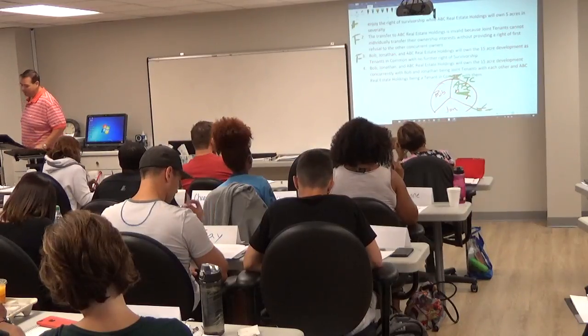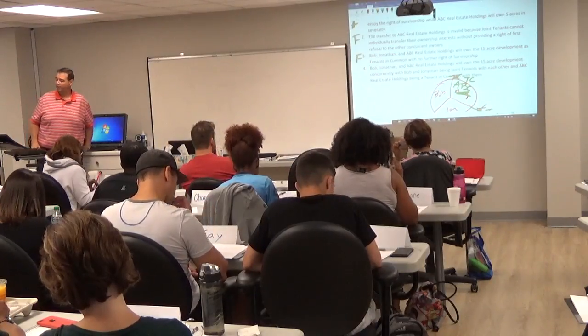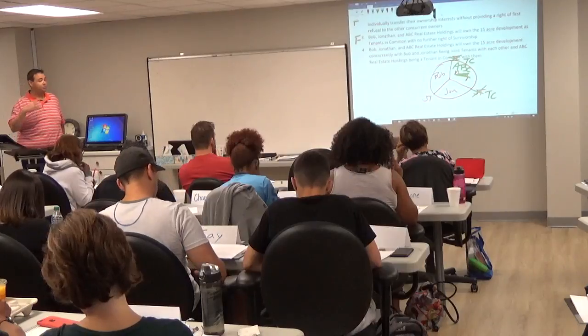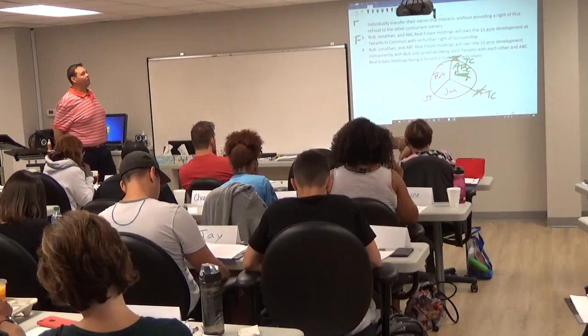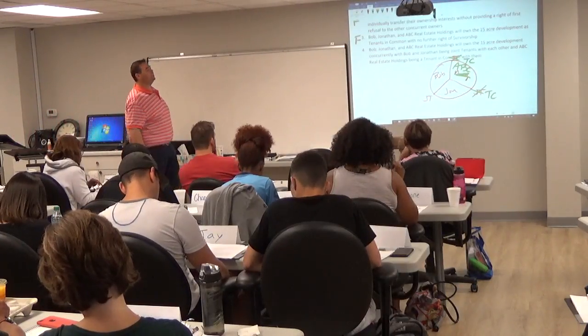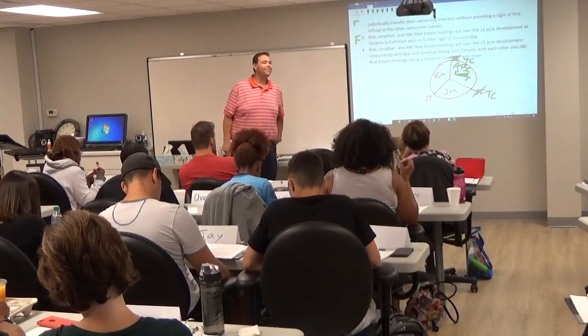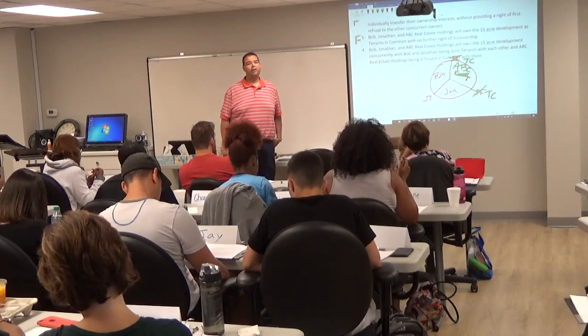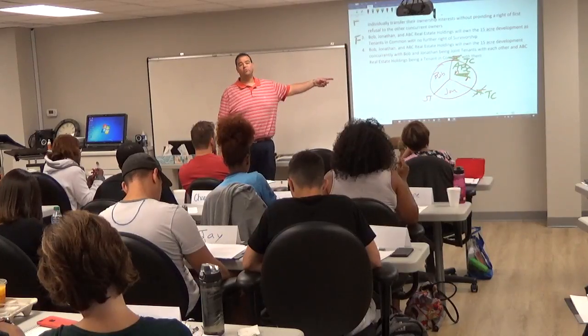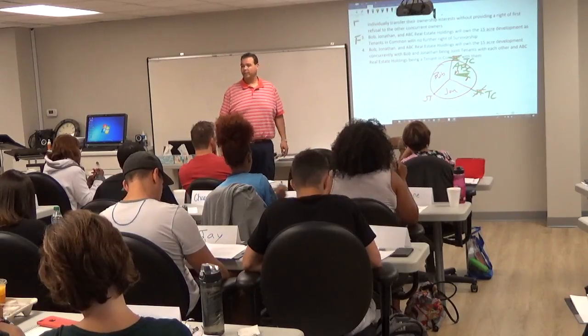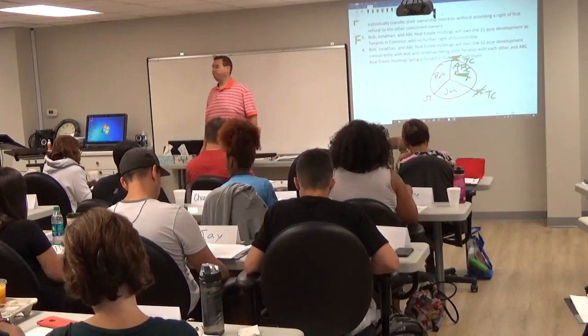Bob, Jonathan, and ABC Real Estate Holdings will own the 15-acre development concurrently, which means at the same time, with Bob and Jonathan being joint tenants with each other, and ABC Real Estate Holdings being a tenant in common with them. Is that not exactly what we have already drawn in our picture there? Yes. It is, and that's the answer.